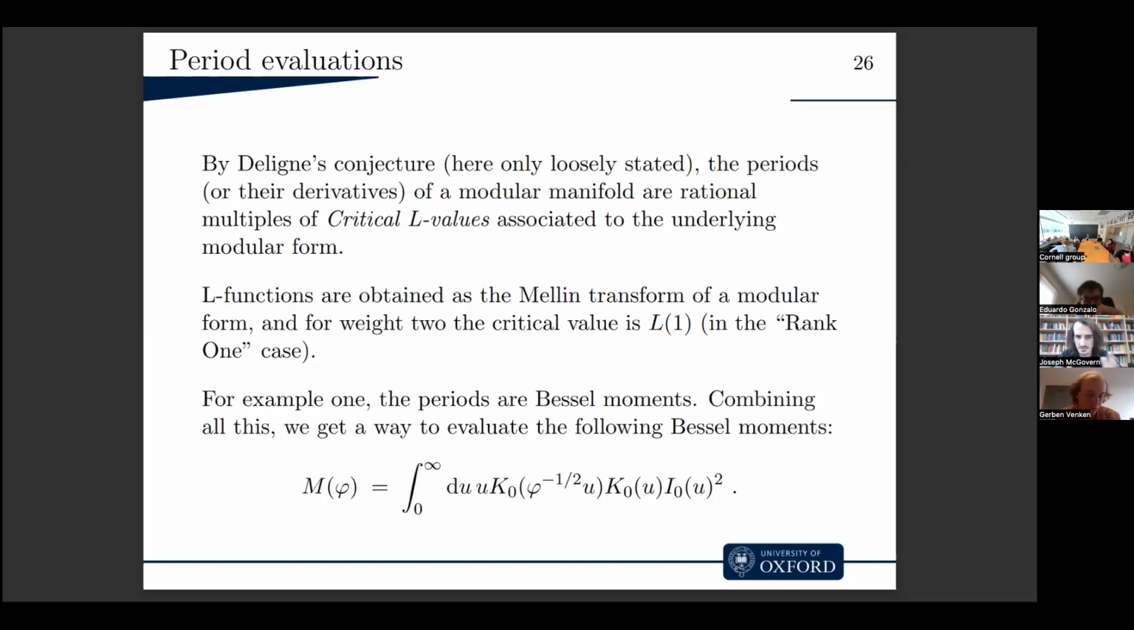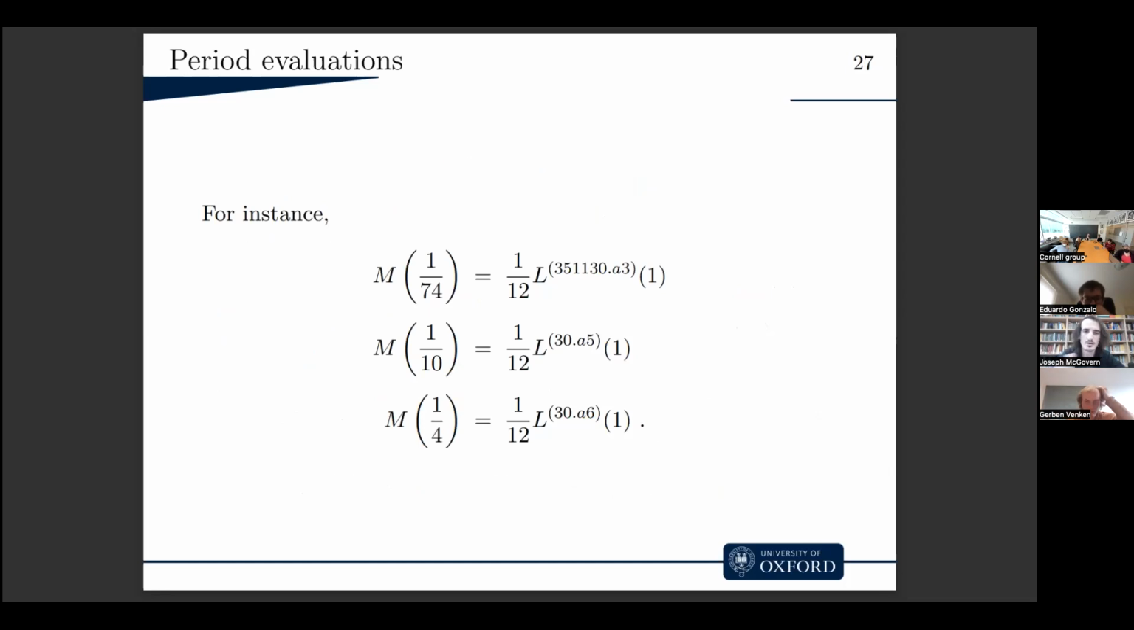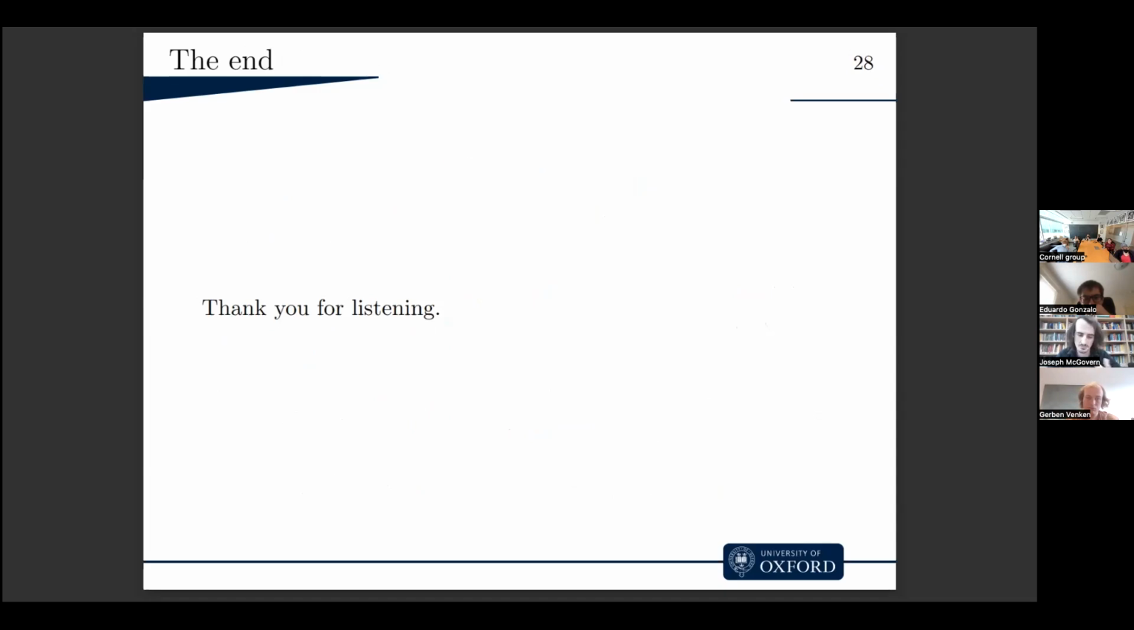So in the case of that example, we have these moments, and we can find that there's just 3 examples. There's one of these for each item in the table, where those moments are exactly the L values associated to the given modular forms. And okay, I do apologize, as I realize I've grossly mistimed this talk, but thank you very much for listening.